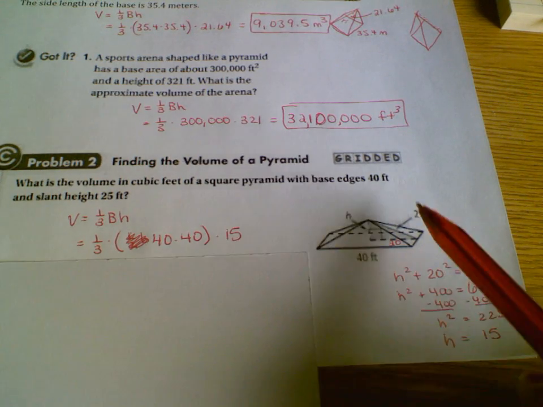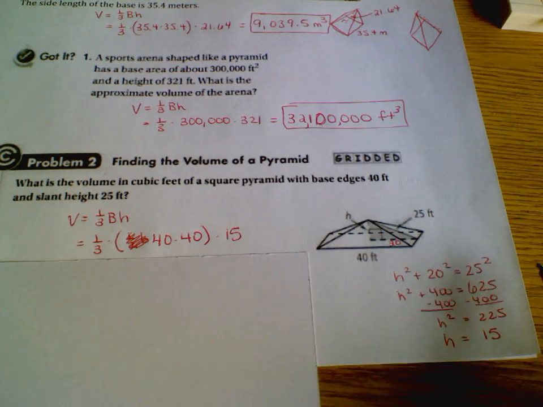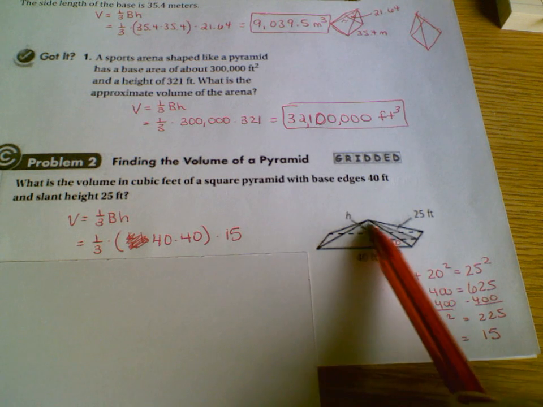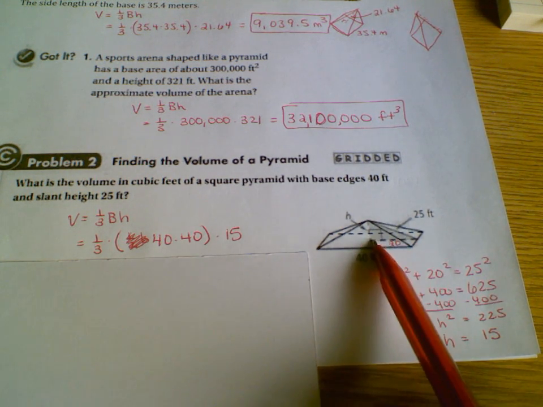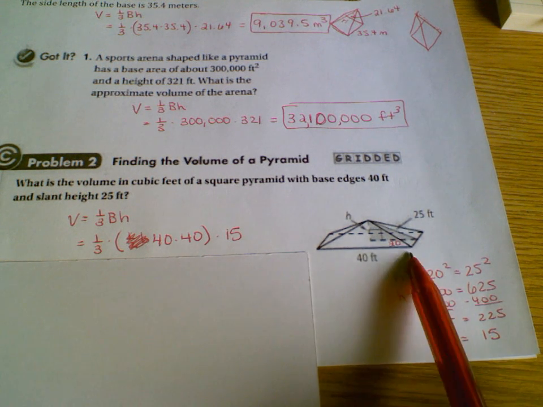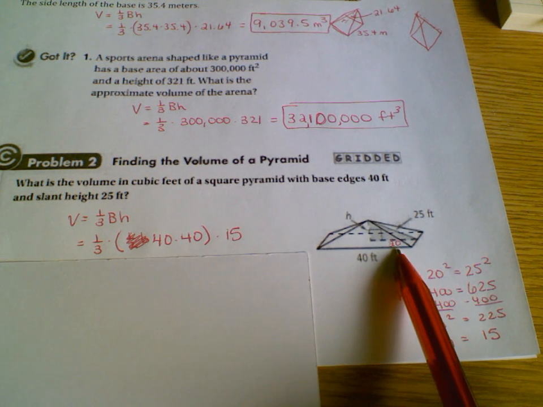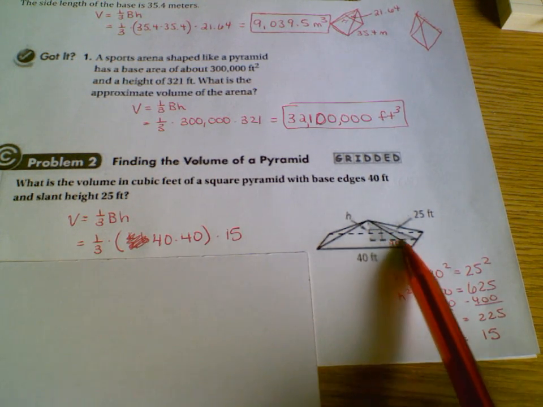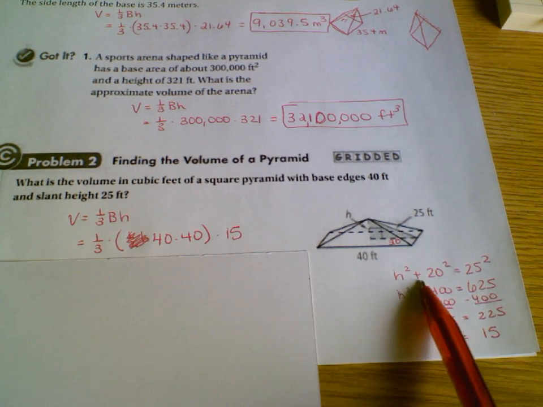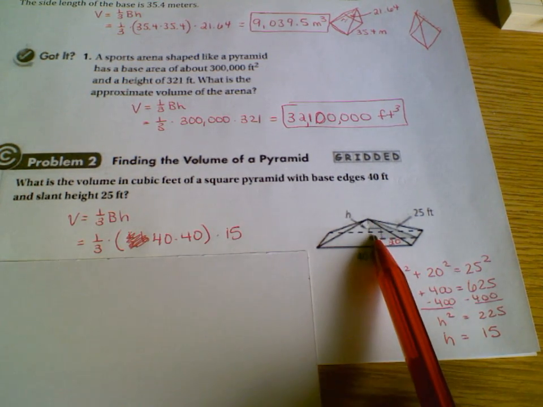Then I need to take it times the height. They do not give me the height in this case. They do give me the slant height, which is 25. I also know that this leg is going to be half of this whole side length, so that's how I know that this side is 20 of that triangle. Since I have two of the three sides of a right triangle, I'm just going to use the Pythagorean theorem to find what that third side is.